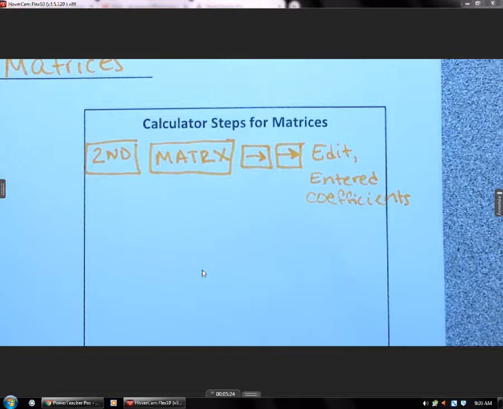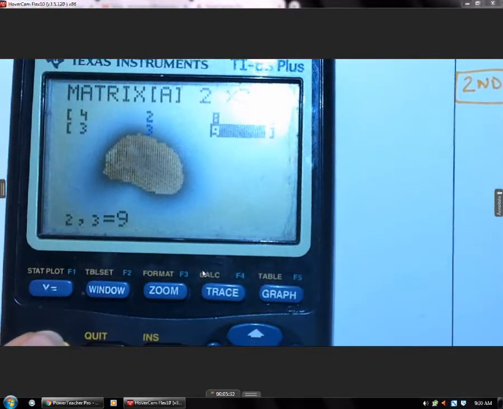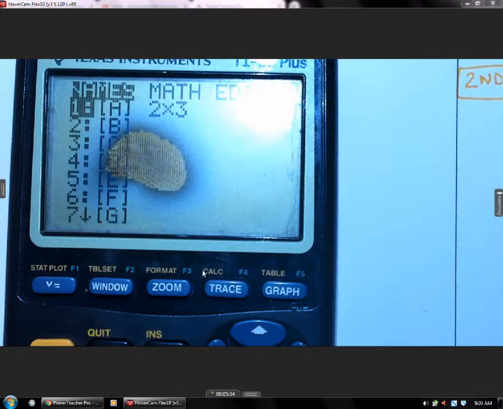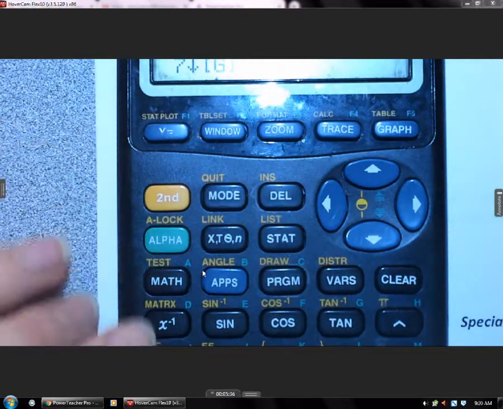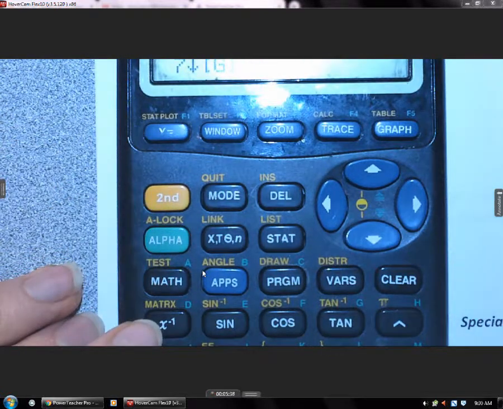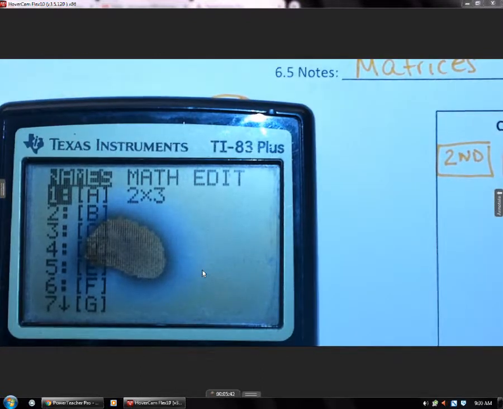Once it's in the calculator it will remember it, but I'm going to do something that kids always freak out about. It's okay. We're going to press second matrix again. Second matrix again. Don't worry, it saves your work. So you go back to this screen.